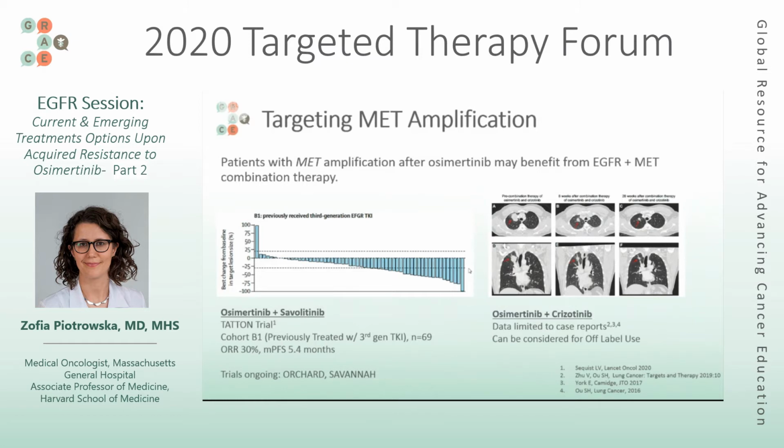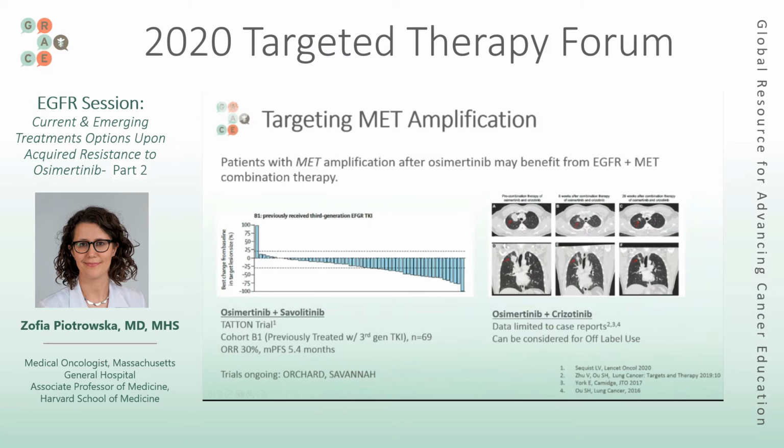It's actually a drug that's FDA approved for ALK and ROS1 positive cancers, but was originally developed as a MET inhibitor. And we've seen that the combination of osimertinib with crizotinib can also yield regressions in tumors. And I've shown you a picture from a case report that was published a few years ago here, looking at a lung cancer that shrank with the addition of crizotinib after MET amplification was identified.